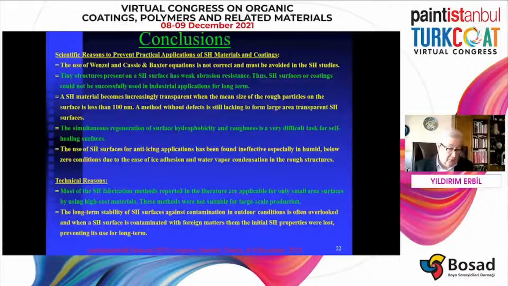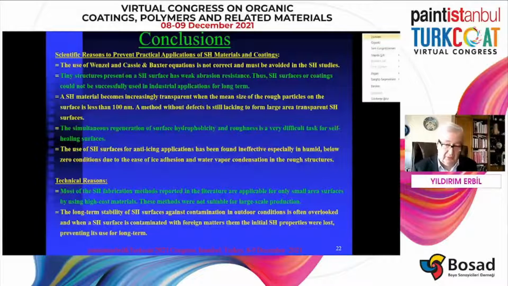There are also technical reasons. One is that most of the superhydrophobic fabrication methods reported in the literature are applicable only to small-area surfaces and use high-cost materials. But these methods are not suitable for large-scale production. And the long-term stability of superhydrophobic surfaces against contamination is often overlooked, but it is a very difficult problem.